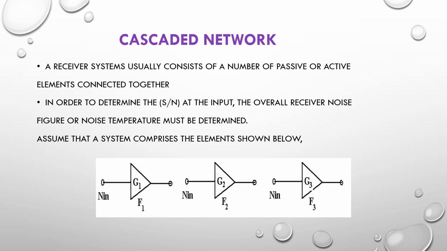Yes. So now take a cascaded network. In practical applications we don't have one single element. We are going to cascade active and passive elements. In such cases, how do we calculate the noise figure? Consider this: I have 3 elements, 1, 2 and 3, and each element has a gain of G1, G2 and G3, and the noise factor of the first element is F1, second element is F2, and third element is F3.